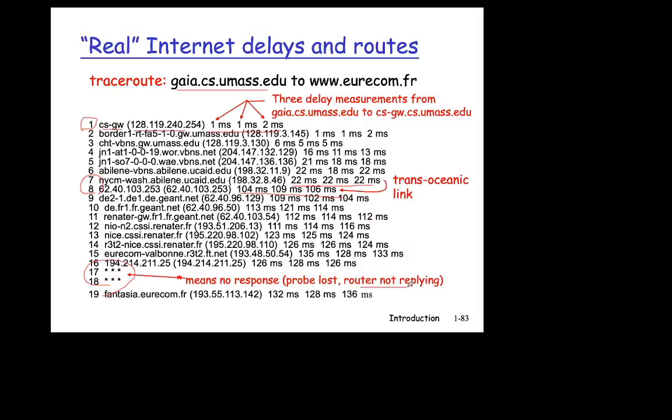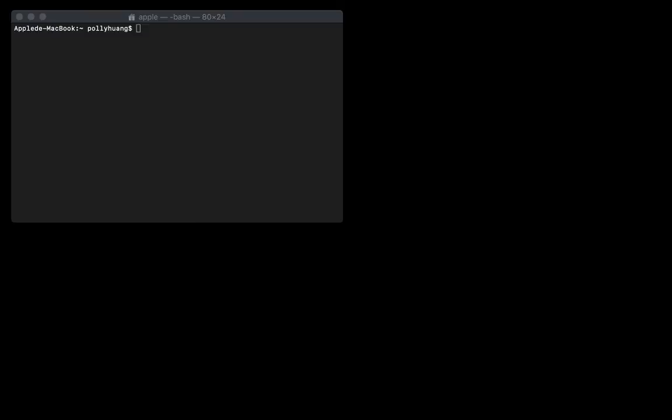Well, let's try sending a traceroute ourselves from here. Let's go over to a terminal and traceroute to, say, Google. All right, good. First hop router. It didn't tell me the name of the router, so chances are high that the router doesn't have a name. Delay is reasonable: 10 milliseconds, 3 milliseconds, and another 3 milliseconds.